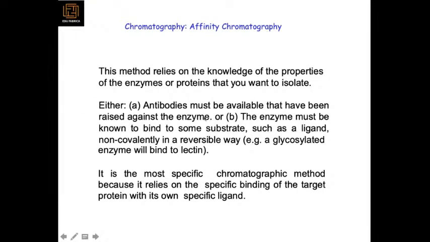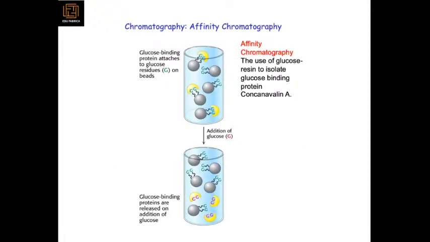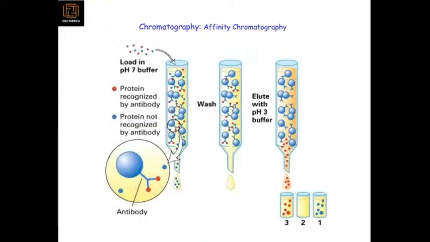Affinity chromatography relies on the knowledge of properties of enzymes and proteins. So mainly your antibody and primary antibody play a role here in affinity chromatography. For example, the use of glucose resins to isolate glucose binding proteins, concanavalin A in this case. So the glucose binding protein attaches to the glucose residues on the beads here, and on addition of glucose at the end, the glucose binding proteins are released.